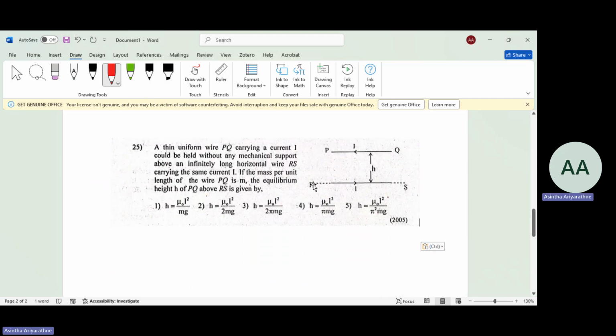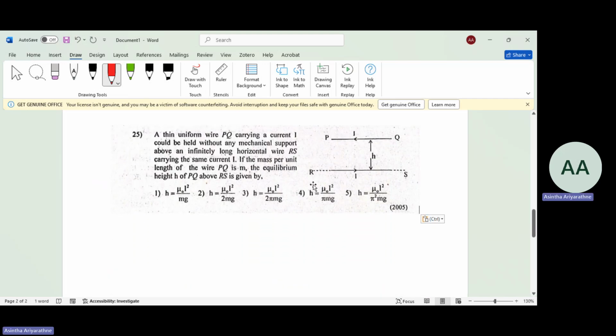Next one: a thin uniform wire PQ carrying current I could be held without any mechanical support. Parallel to PQ and along horizontal, wire RS carries the same current I. If the mass per unit length of the wire PQ is M, the equilibrium height H of PQ above RS is given by.